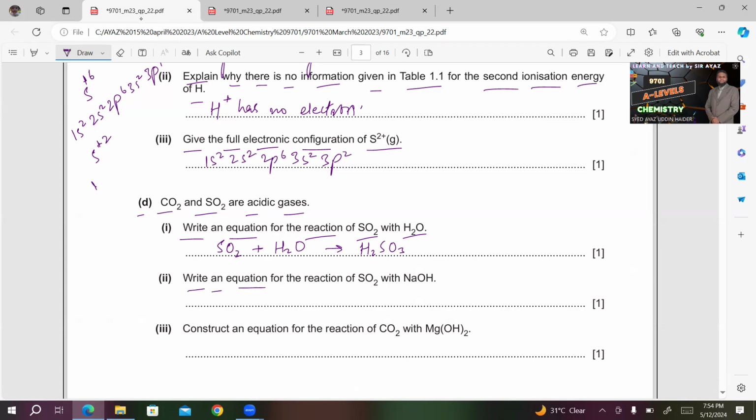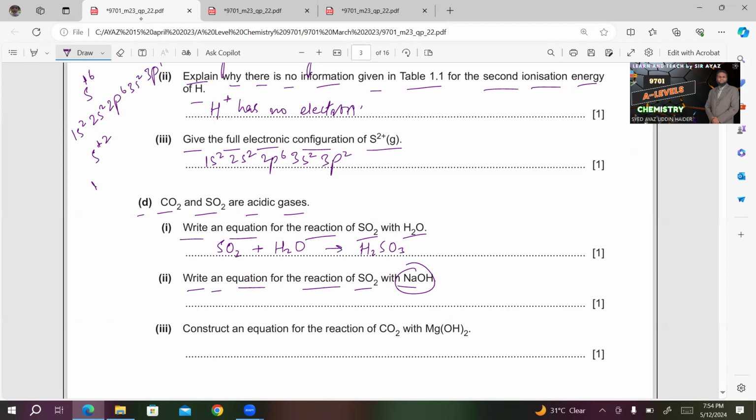Number 2, write an equation for the reaction of SO2 with NaOH. NaOH is an alkali. Alkali is a base. A base, when it reacts with an acid, or here an acidic oxide, forms a salt. So we are having an alkali metal hydroxide, so definitely the other product must be water.